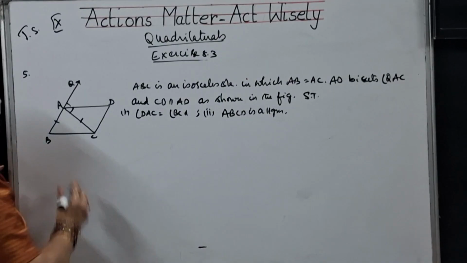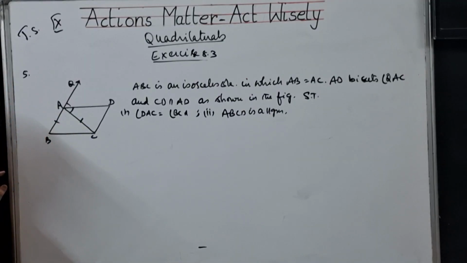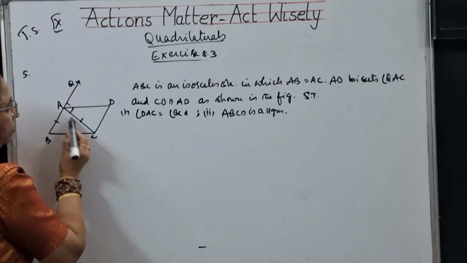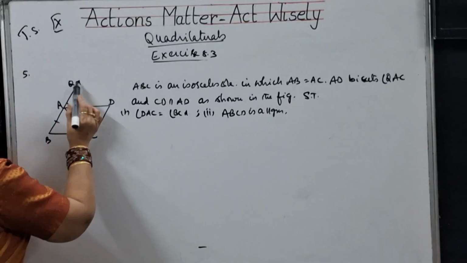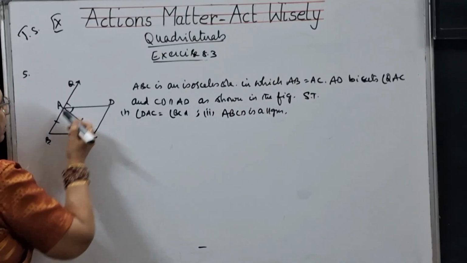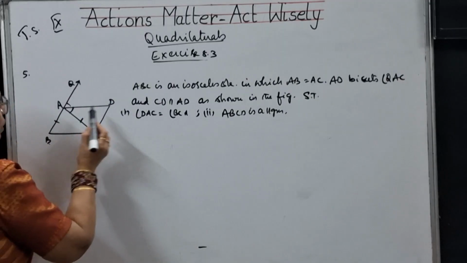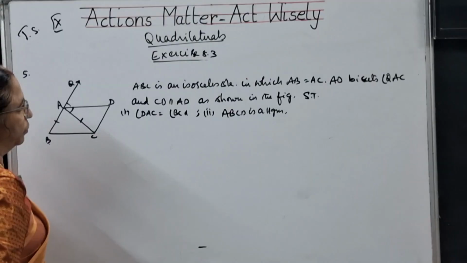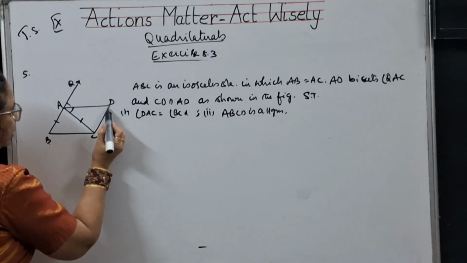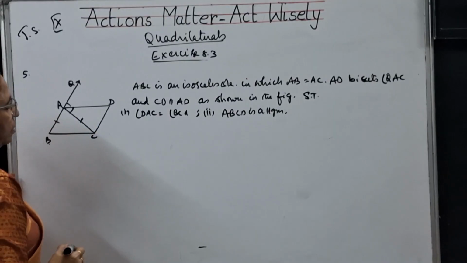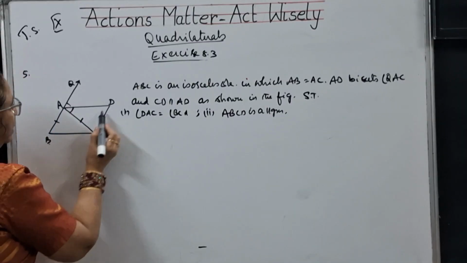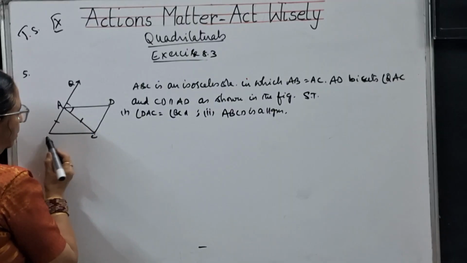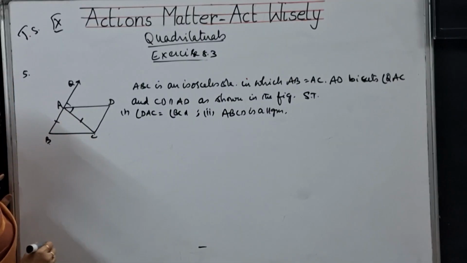Now, fifth problem, children. ABC is an isosceles triangle in which AB is equal to AC. AD bisects angle QAC, that means BA is extended to Q. So AD is bisecting angle QAC, and also CD is parallel to AB, they are saying. Now we have to prove that angle DAC is equal to angle BCA, and also that ABCD is a parallelogram.